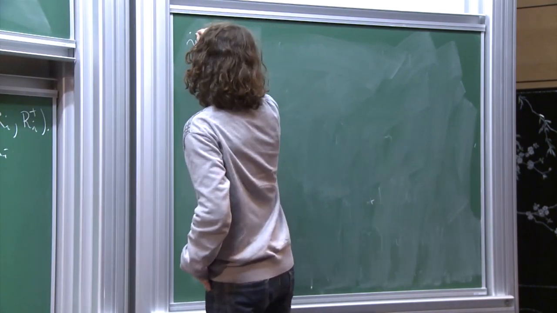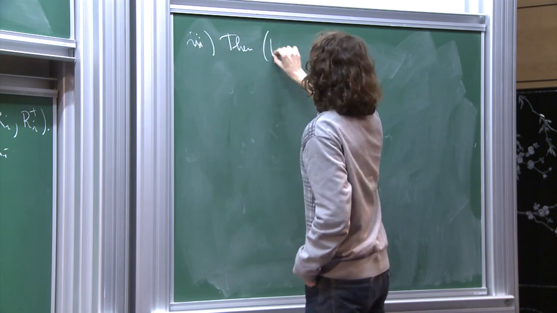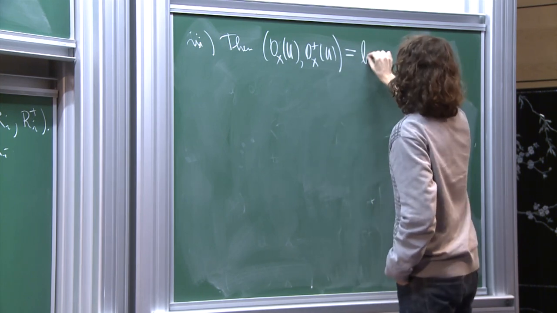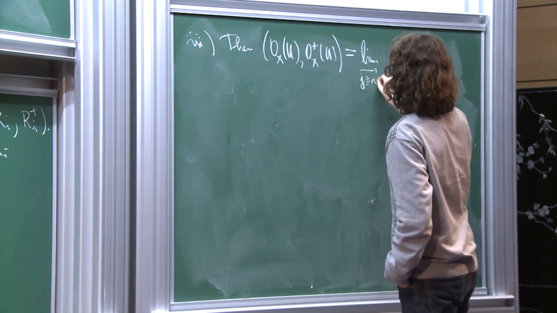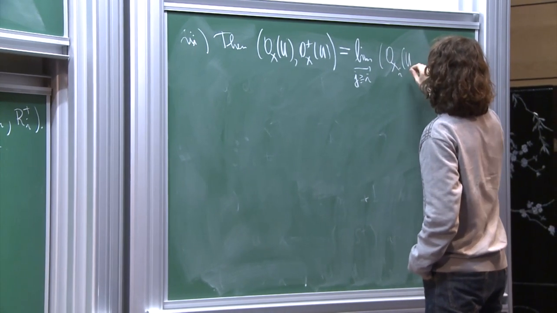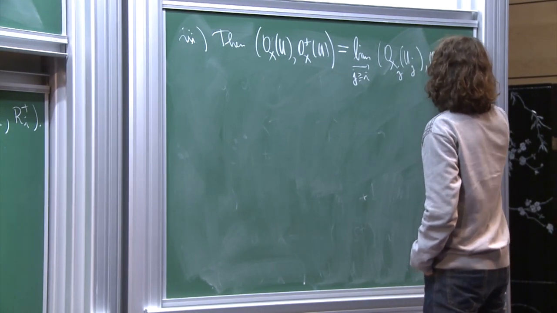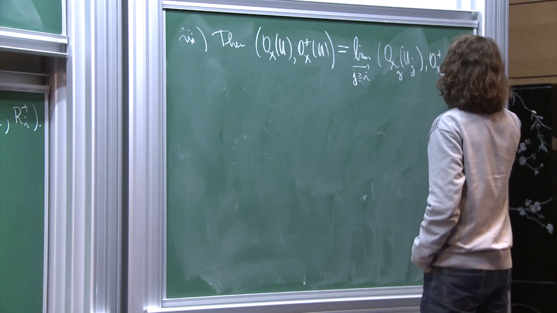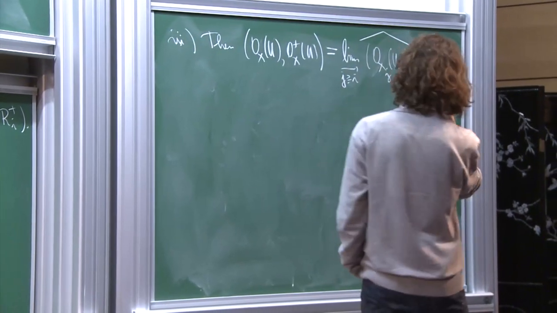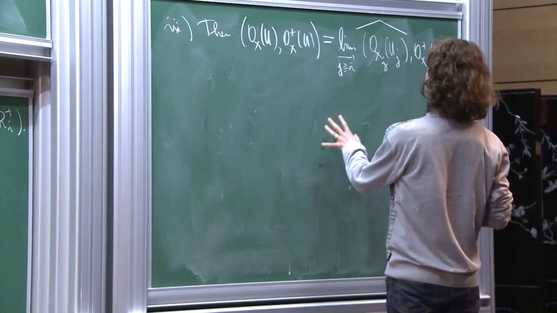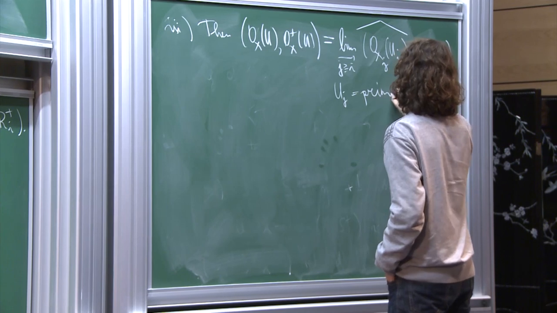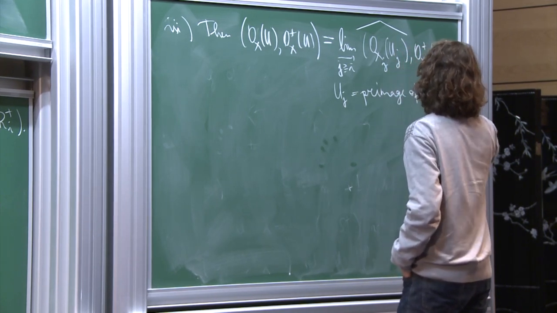And in this case, O_X(U), O_X plus(U) is the completed direct limit over all j bigger than i of O_{X_j}(U_j), O_{X_j} plus(U_j). And there's one thing I want to say: U_j is the preimage of U_i in X_j.